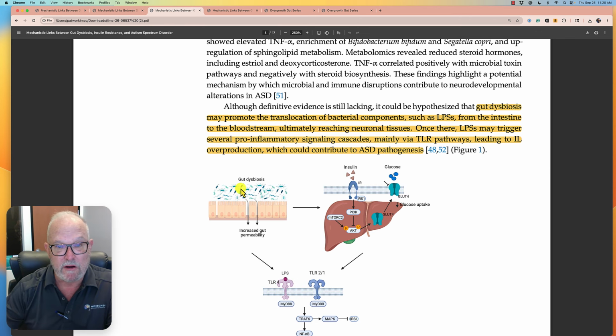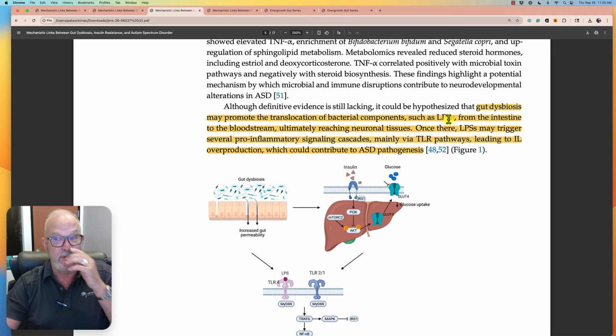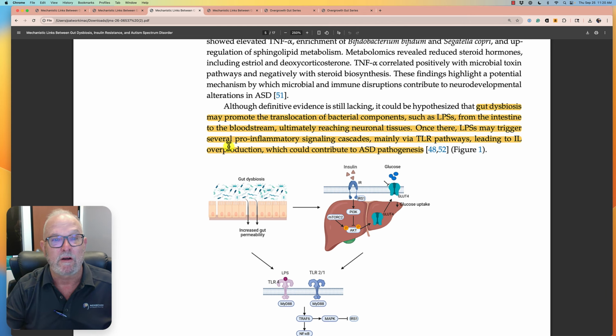Now, importantly, here, this is excess bacteria. This is the lining of the small intestine, and they're showing how stuff can leak into the body here. We call this translocation. People call it leaky gut. We call it bacterial translocation. And importantly, this molecule, LPS: promotion of translocation of bacterial components, such as LPS, from the intestine ultimately reaches the brain tissue. Once there, LPS can trigger inflammatory signals causing overproduction of interleukin. These are inflammatory cytokines which contribute to autism pathogenesis.